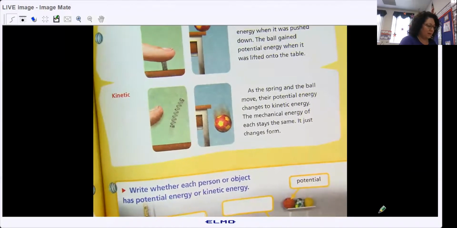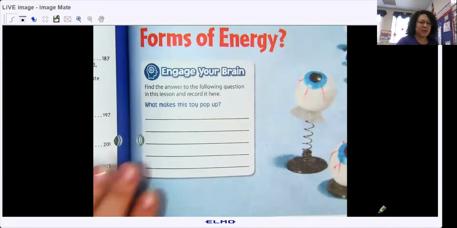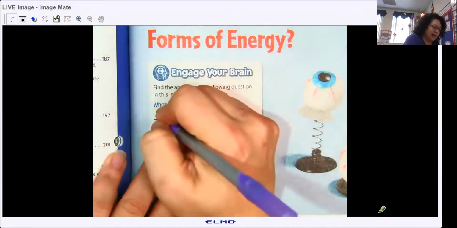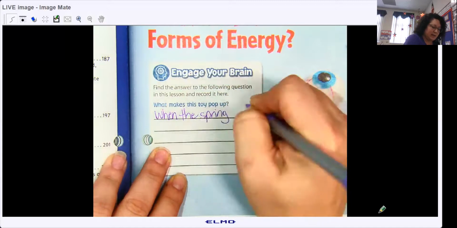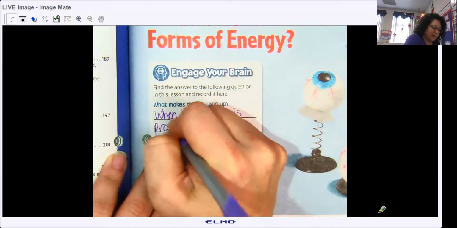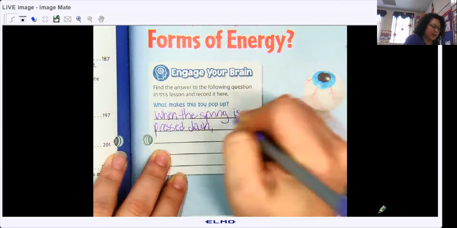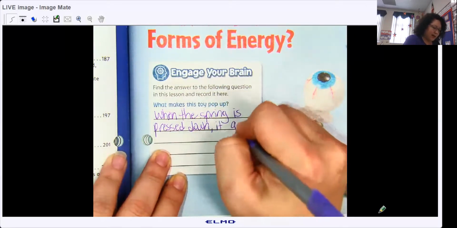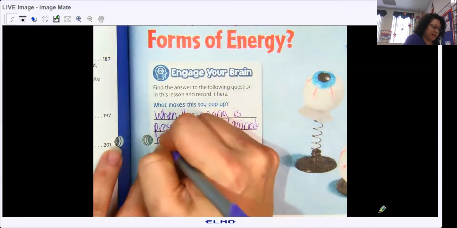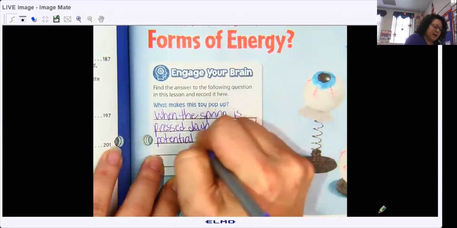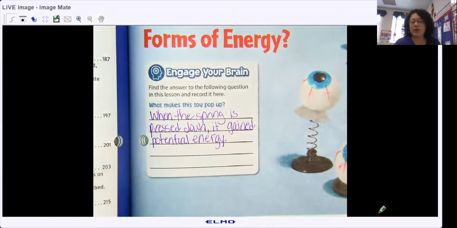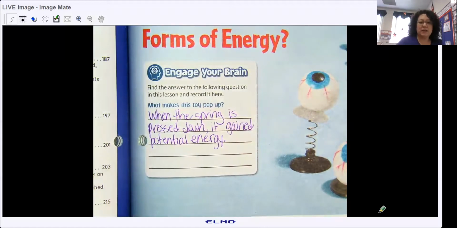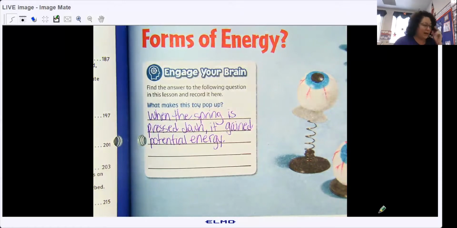Okay? So when the spring is pressed down, you should be writing this, it gained potential energy. Just like the ball at the top of the table or the roller coaster at the top of the track. Okay, it's gaining energy. And then when you let go, boop, we've got our kinetic energy.